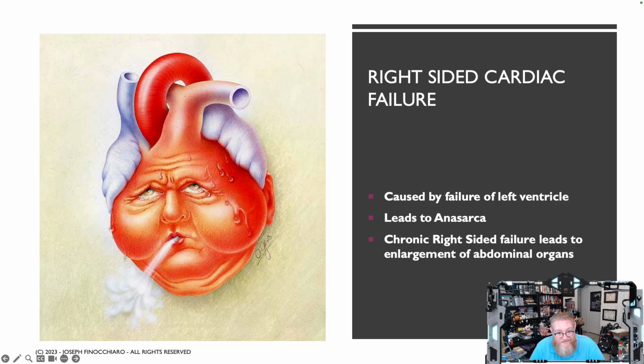So with right-sided cardiac failure, this is caused by failure of the left ventricle. This leads to anasarca, or generalized edema of the body. Chronic right-sided failure leads to enlargement of abdominal organs.